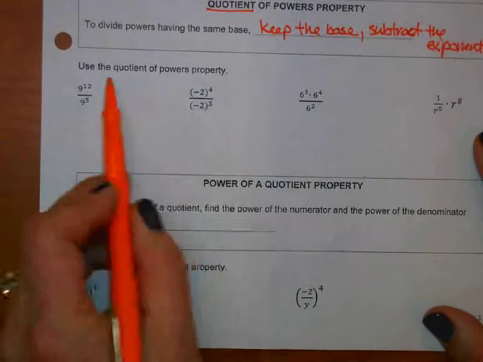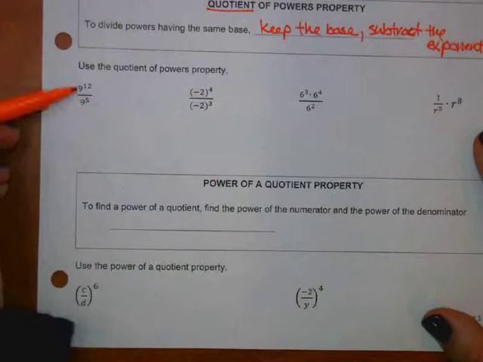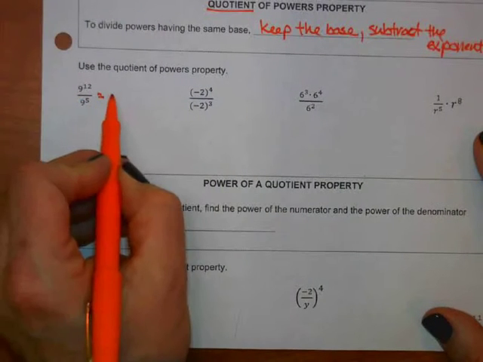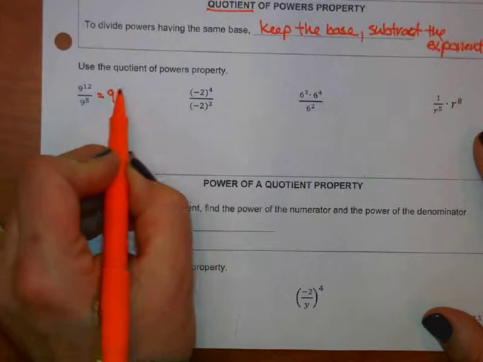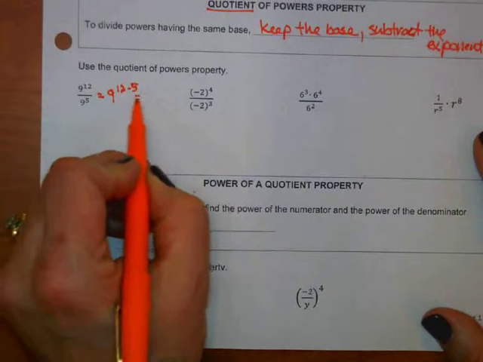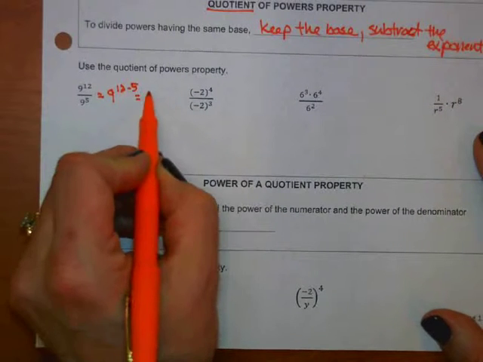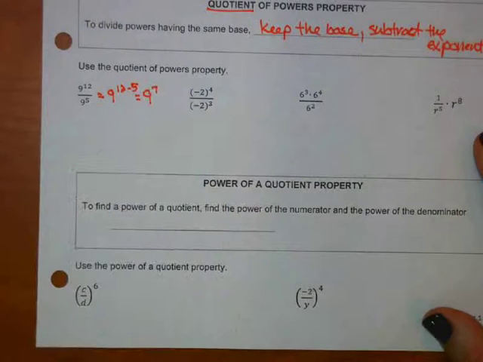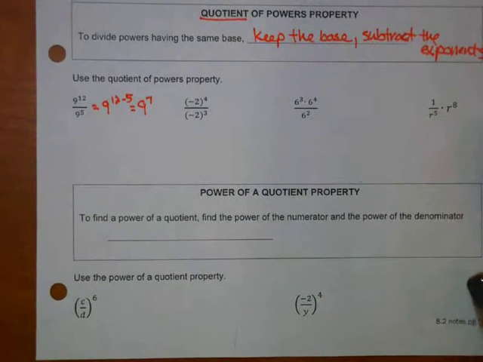So here, using the quotient of powers property, we are dividing powers with the same base number, so all you would do to get your answer is do 9 to the 12 minus 5, which is 9 to the 7. And I'm going to show you a simple problem as to why this is true.